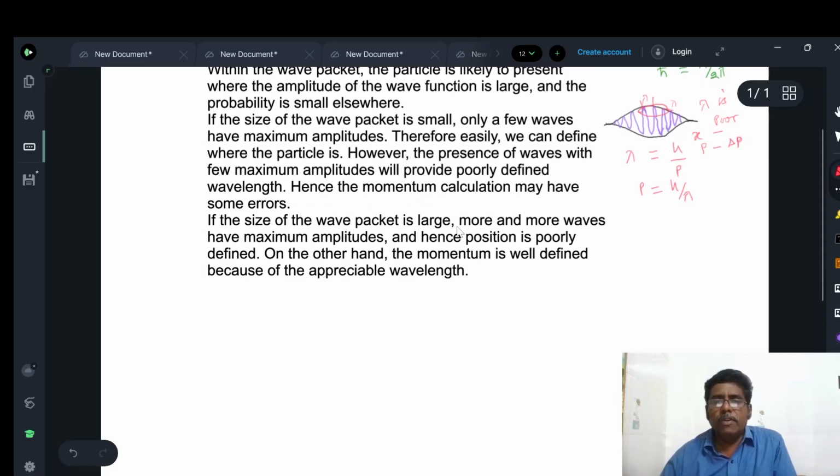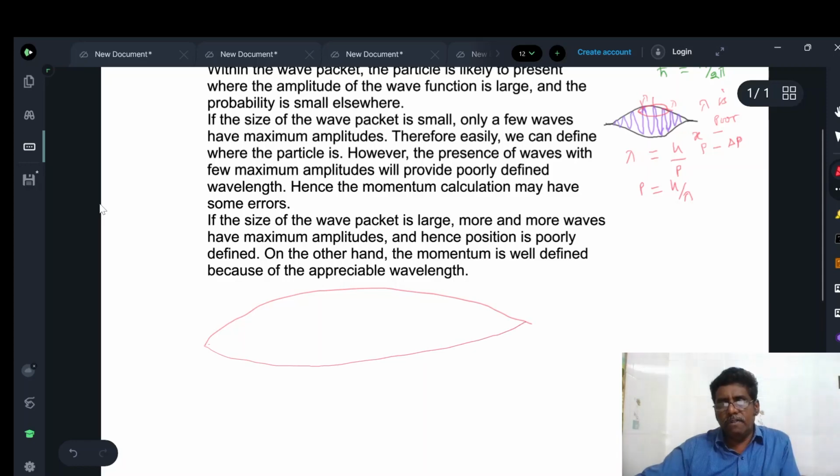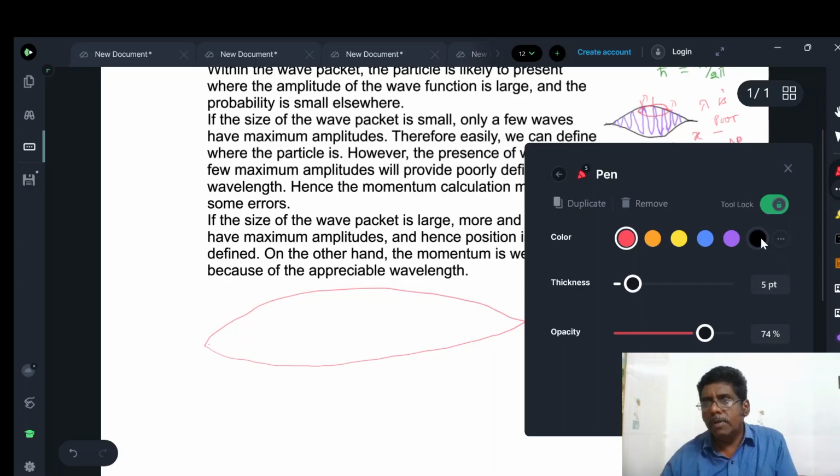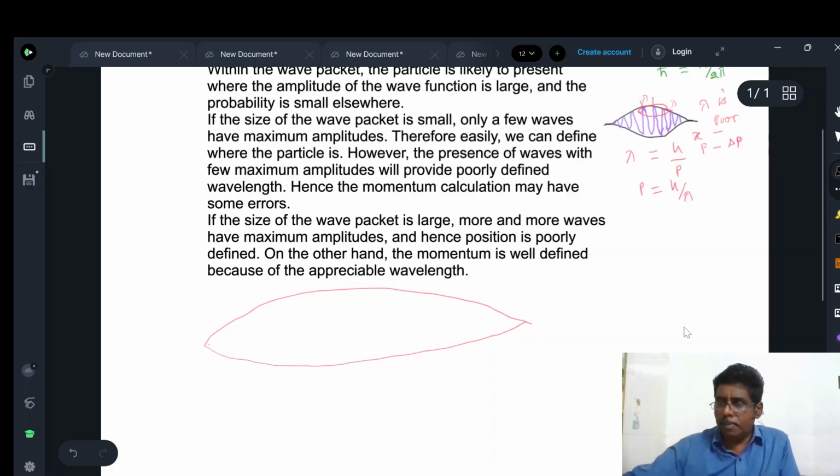If the size of the wave packet is large, more and more waves have maximum amplitudes and hence the position is poorly defined. On the other hand, the momentum is well defined because of the appreciable wavelength. See here, if the wave packet is very large, say, draw a wave packet like this. If the size of the wave packet is very large, then we can have waves with maximum amplitude at many places.